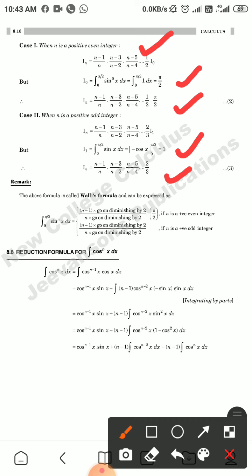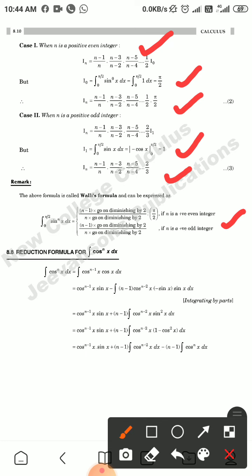Remark: the above formula is called the Wallis formula and can be expressed as integration 0 to pi by 2 sin raised to power n x dx is equal to n minus 1 multiplied by go on diminishing by 2, divided by n multiplied with go on diminishing by 2, and in the last multiplication pi by 2, if n is a positive even integer. And in a similar way, second case, if n is a positive odd integer, the value is n minus 1 multiplication go on diminishing by 2, divided by n multiplication go on diminishing by 2. This is known as the Wallis formula.